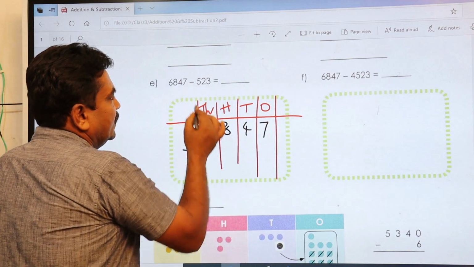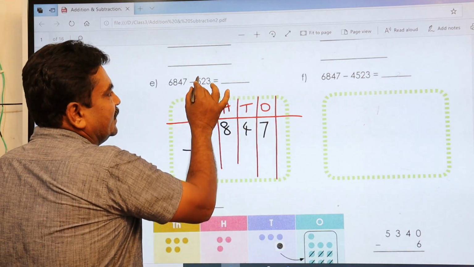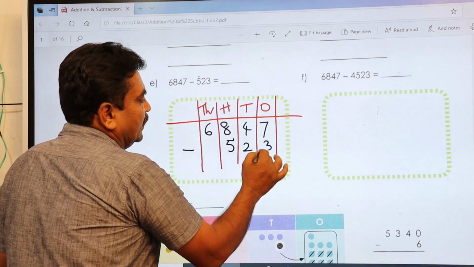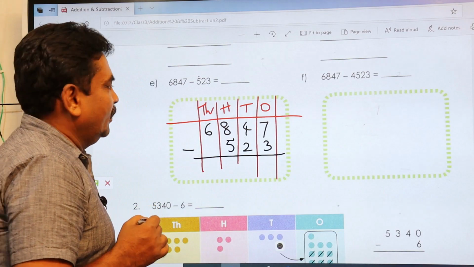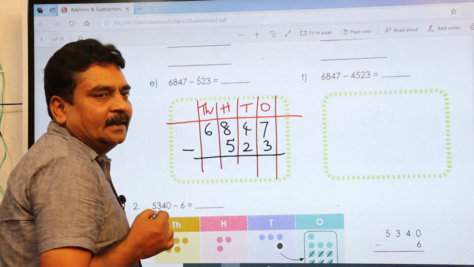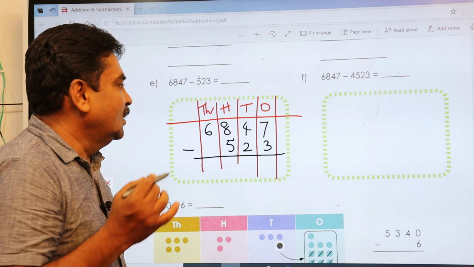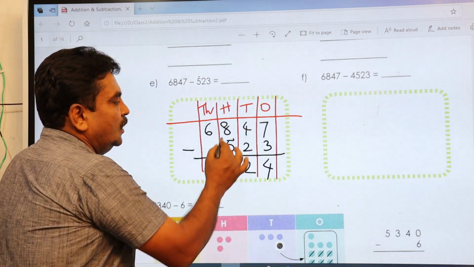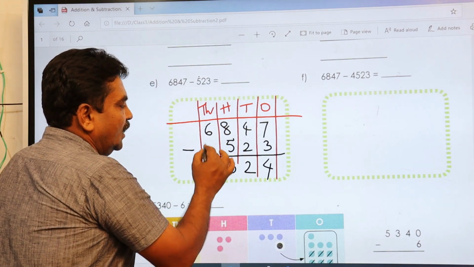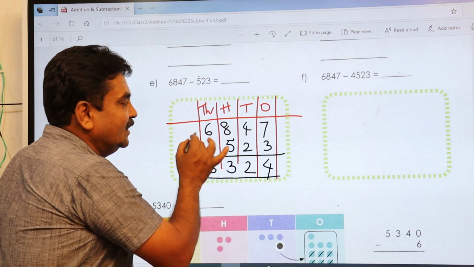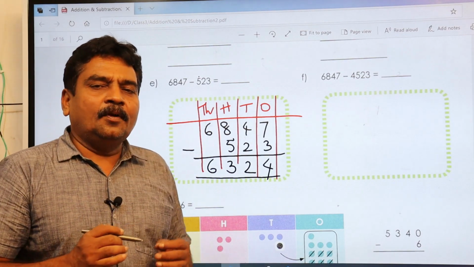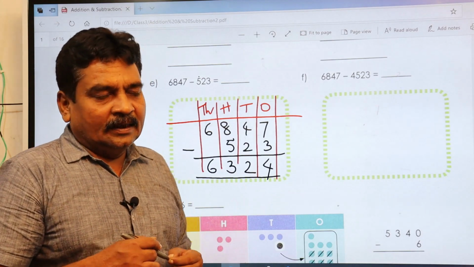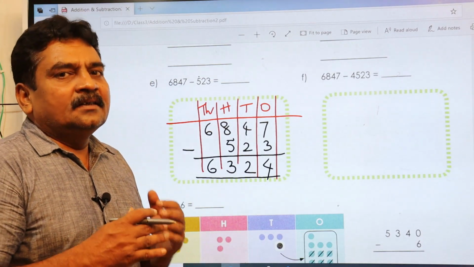So 6847 minus 523. 5 is in the hundreds place, 500. So 523, you subtract it now. That is 7 minus 3. How much? 7 minus 3 is 4. 4 minus 2 is how much? 2. 8 minus 5 is how much? 3. And 6 as it is you are going to write. In this way you have to do it. For every problem, please draw a tabular form and do it. Then only you can understand, and this is good practice also.